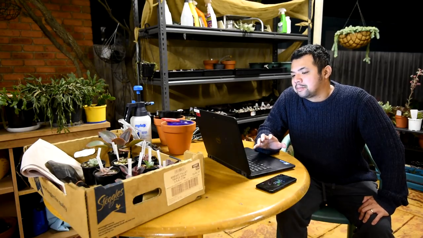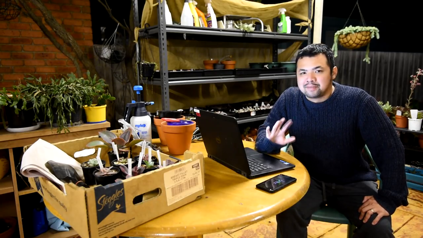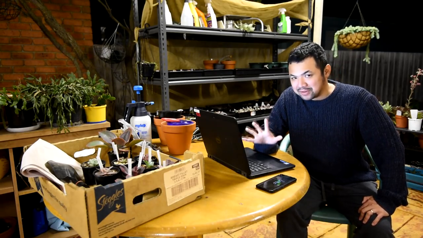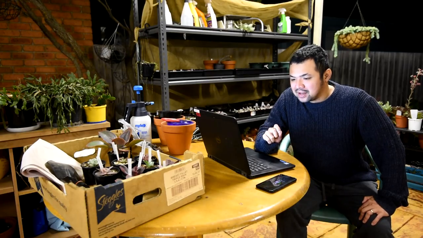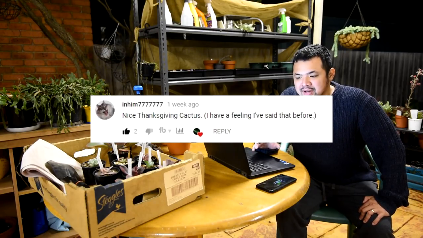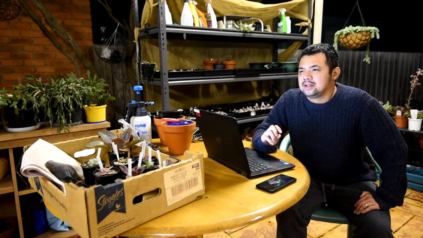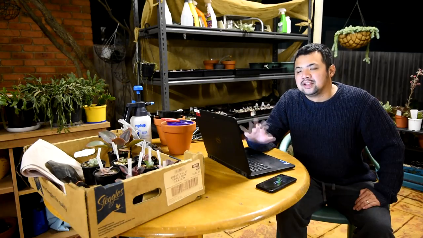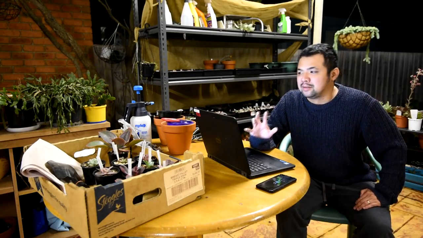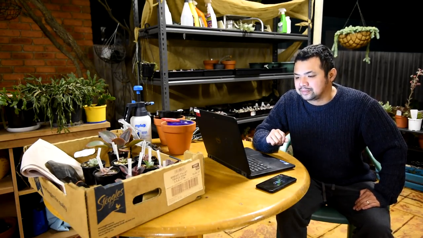In him, Penta 7, well, I say Penta 7 because there are 7 sevens in the name. Nice Thanksgiving cactus. I have a feeling I've said that before. Yeah, I think you've said it before. Anyway, these plants belong to my mother-in-law and I'll make sure to pass it on to her.